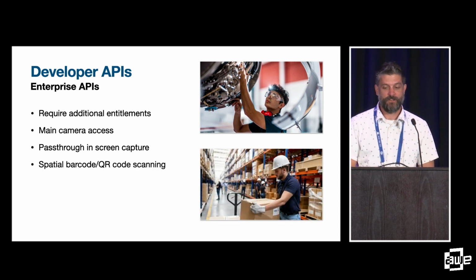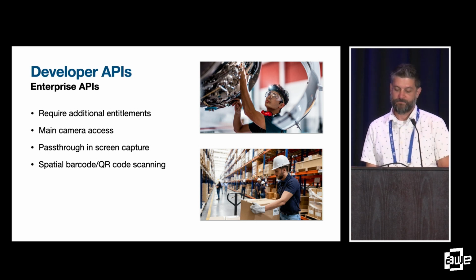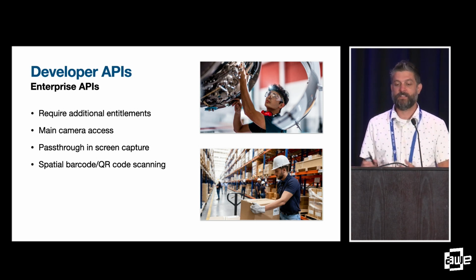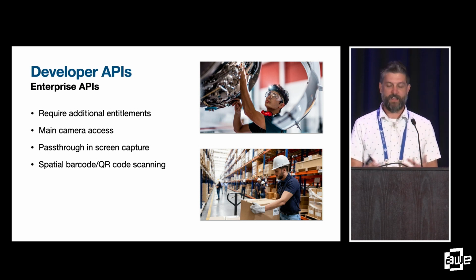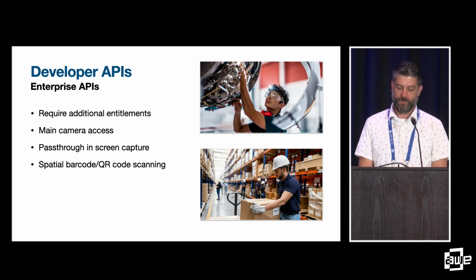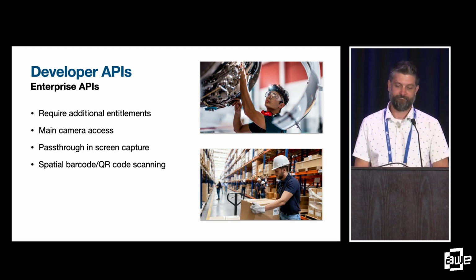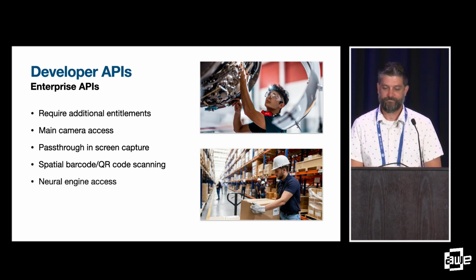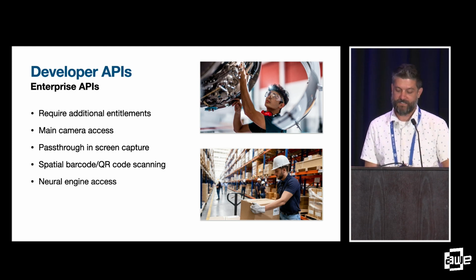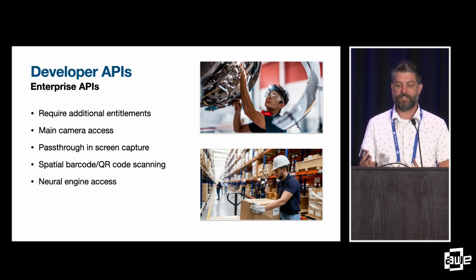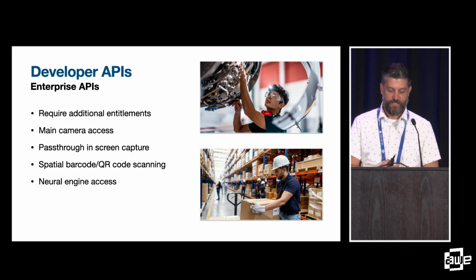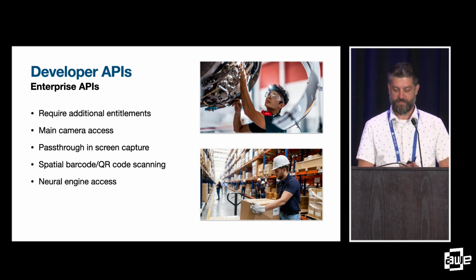With spatial barcode and QR code scanning, you can get the location and the payload of different barcodes. So this could be used in a warehouse where a worker wants to just look at a package barcode and immediately see what's inside of it. With Neural Engine access, if you want to run ML tasks and actually take advantage of Apple's Neural Engine, you can do that with this extra entitlement instead of being able to run just on the CPU and GPU.